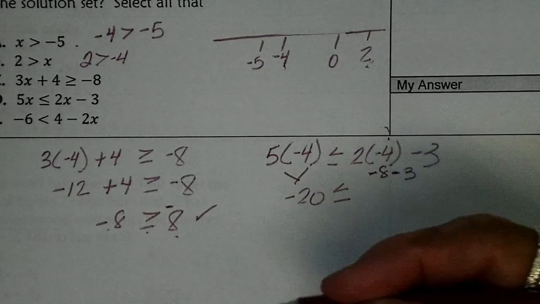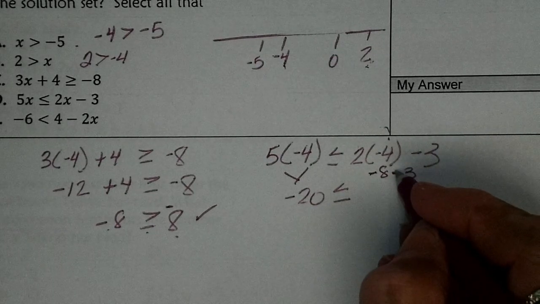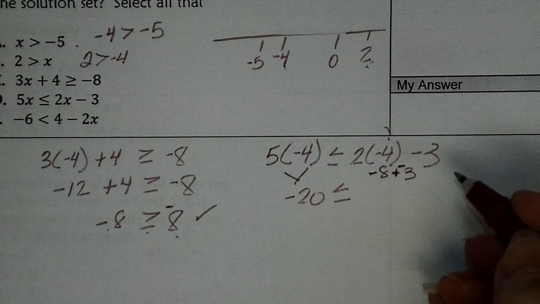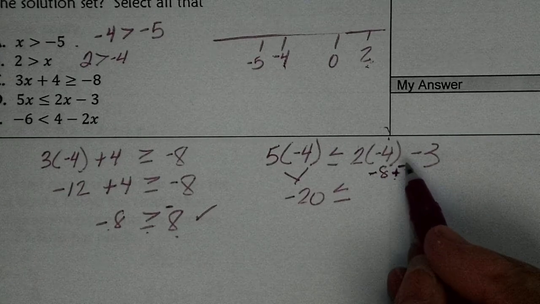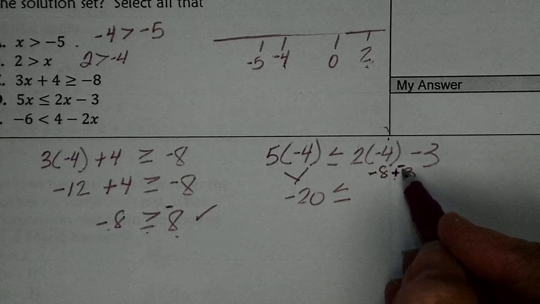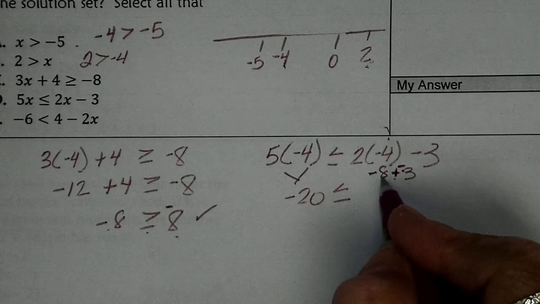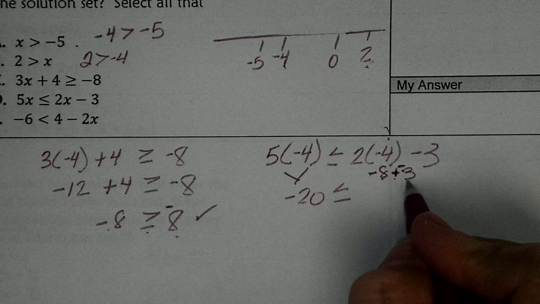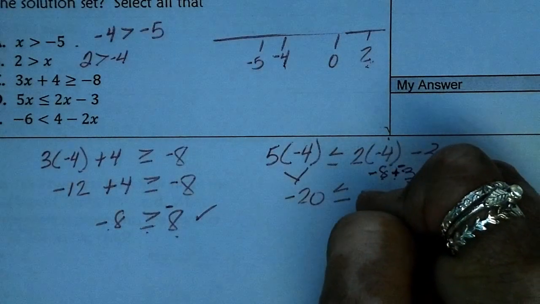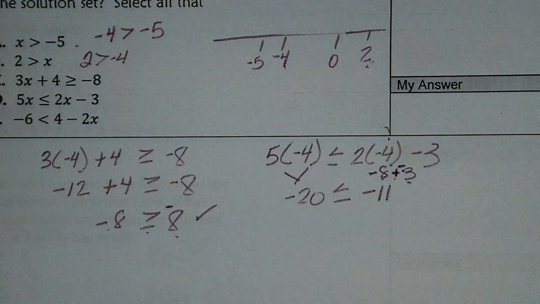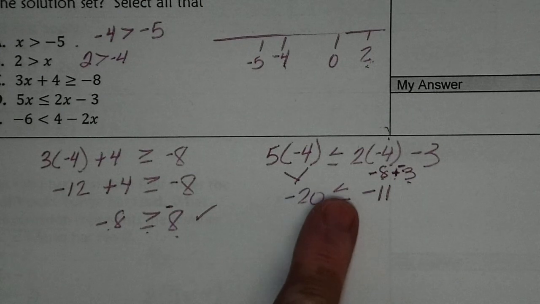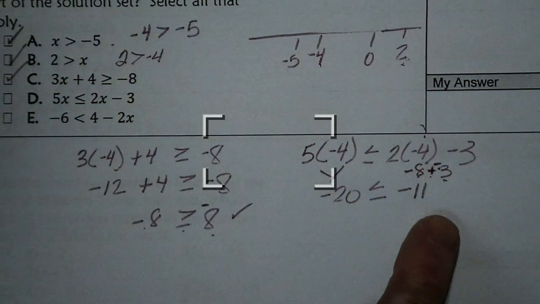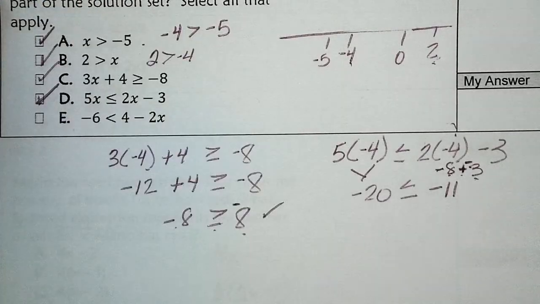So we, in 7th grade, because this is a 7th grade standard, we do what we call add the opposite. Some people call it keep, change, flip. So you keep it, you change it to the other side. So if I owe someone -8 and I borrow 3 more, I owe $11. So -20 is less than or equal to -11. So D also works.